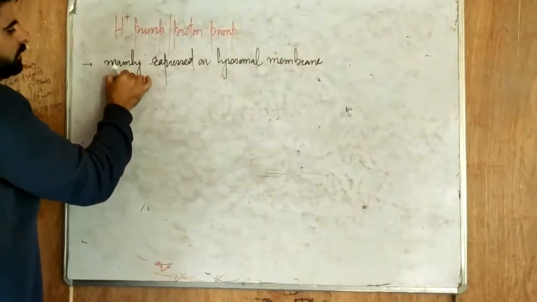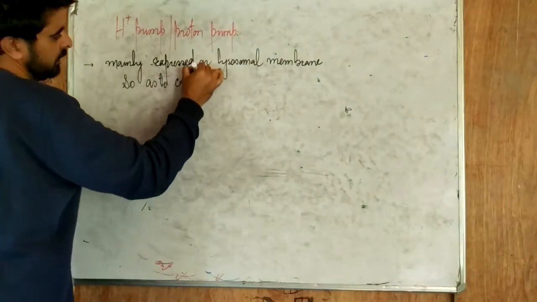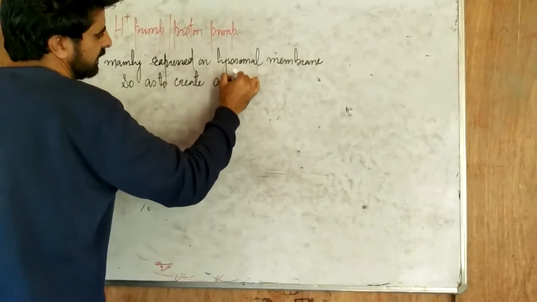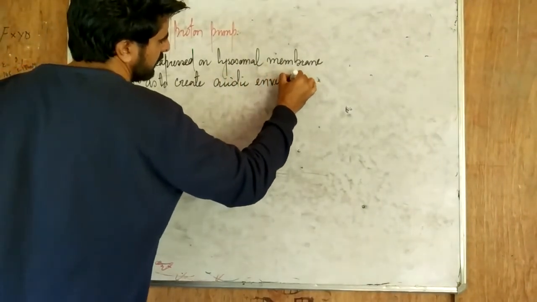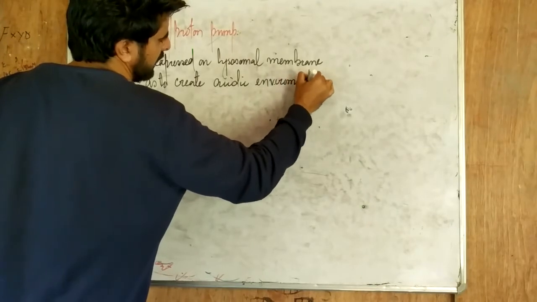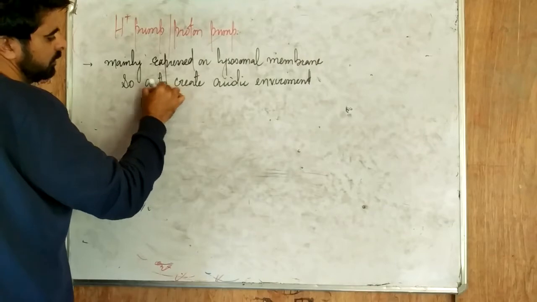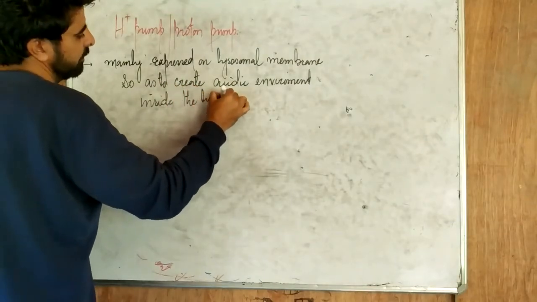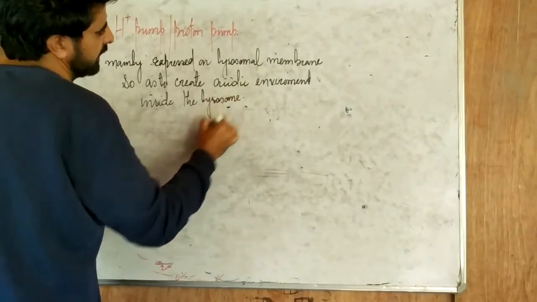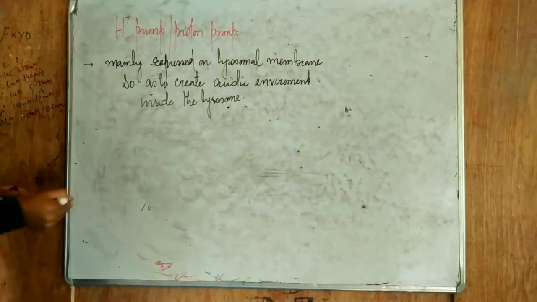So as to create an acidic medium or acidic environment inside the lysosome. So within the lysosome we have an acidic environment. This acidic environment is mainly created by the proton pump.